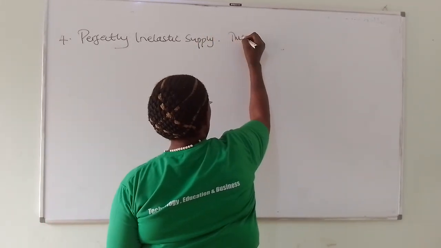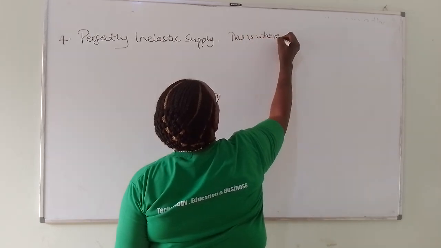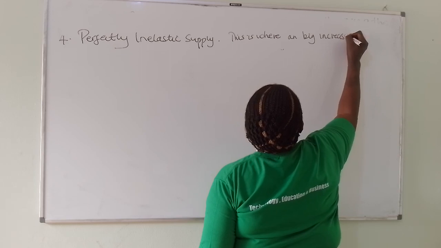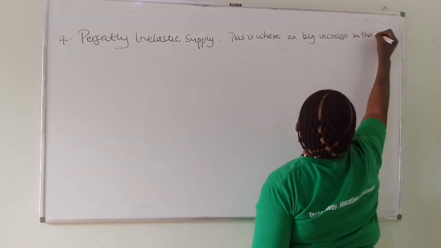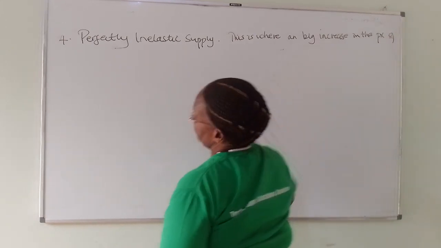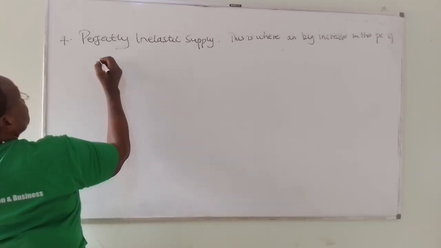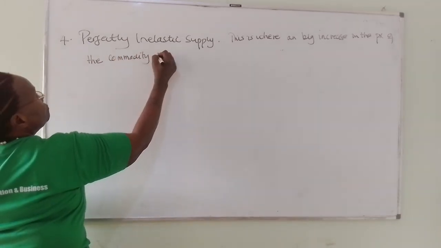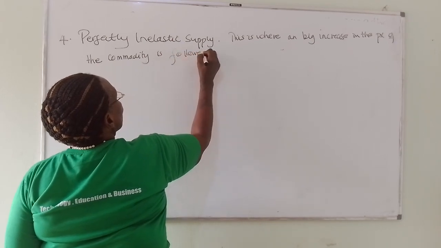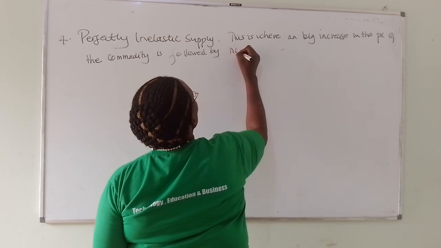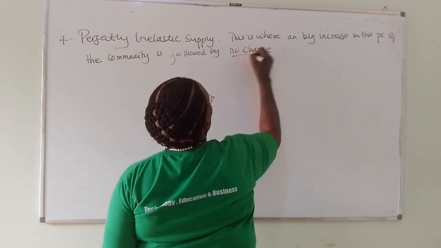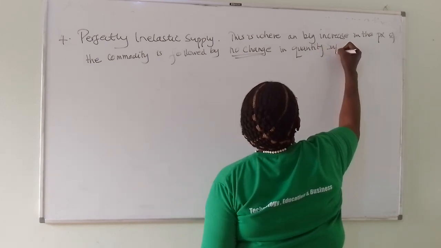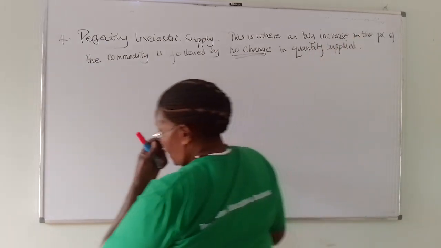This is where a big increase in the price of a commodity is followed by no change in quantity supplied, and an illustration.